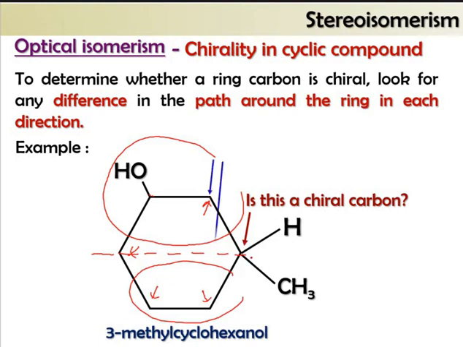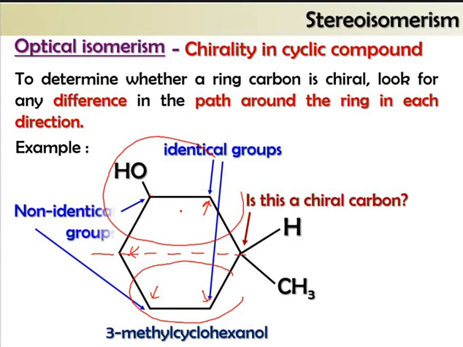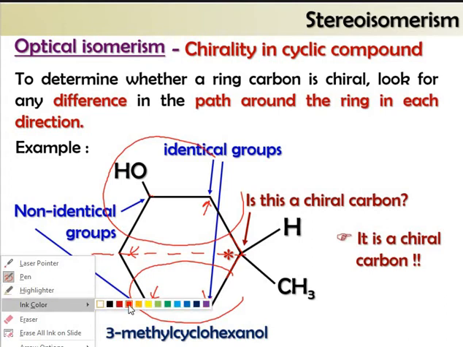Ni identical and then this one non-identical. So maksudnya dua bahagian ni, kita kata dia two bonded here, dia berbeza. So maksudnya dia ada chiral carbon. And then ada satu lagi chiral carbon di sini. Ada satu lagi di sini.